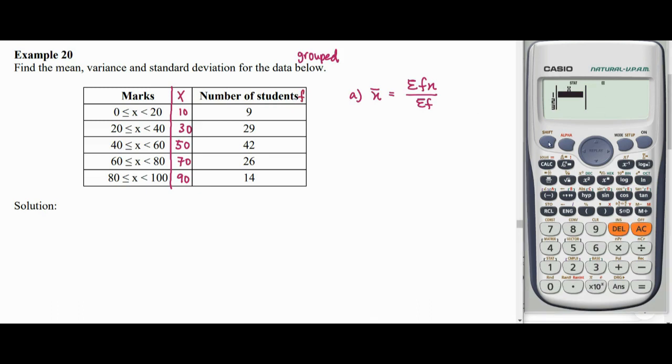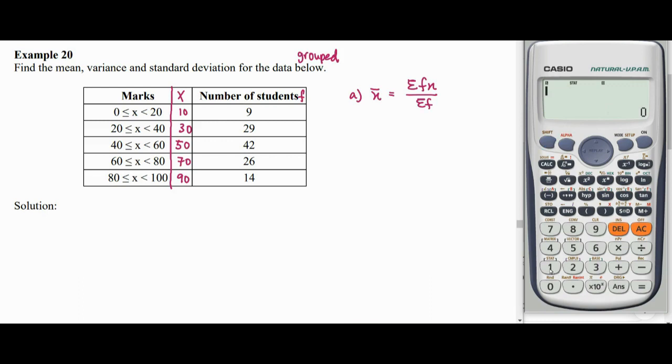So in order to get the frequency column, we're going to shift mode, then go down, find statistic, and turn on the frequency column. Now we key in the data. Then we go for frequency and key in. So after that, we are going to press AC, minimize the table.